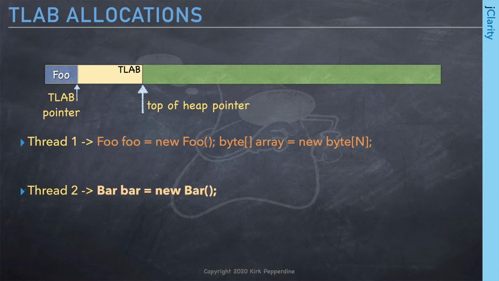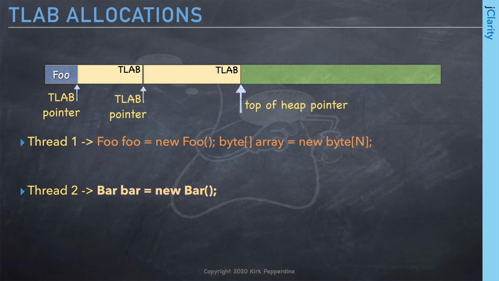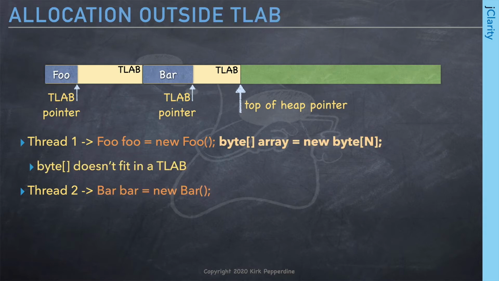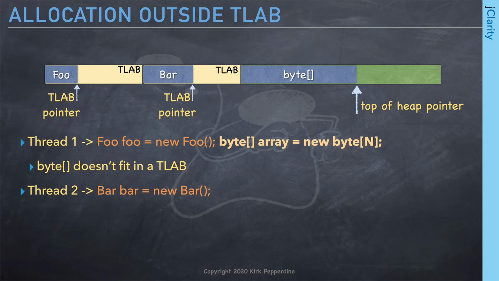So if I go to the next thread and I say, okay, bar equals new Bar, I'm going to go out and grab a TLAB. Internal to that TLAB, I'm going to grab the memory I need, and then I'm going to fill out the data. Now the next thing to execute is this byte array equals new byte. So let's say we get a big one, bigger than a megabyte, so it doesn't fit into the TLAB. How's that going to work? Well, in this case, I'm going to have to allocate outside of a TLAB. So I'm going to bump the top of heap pointer, grab the size of the array, and then fill in the data.